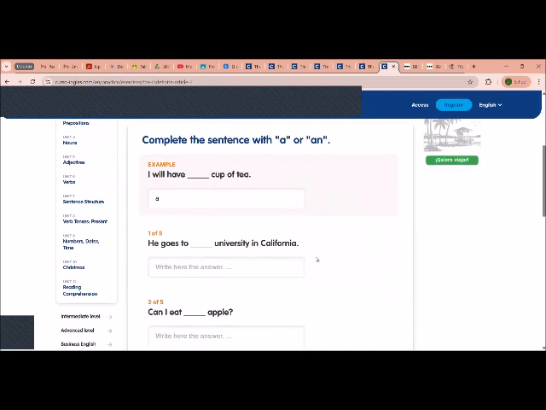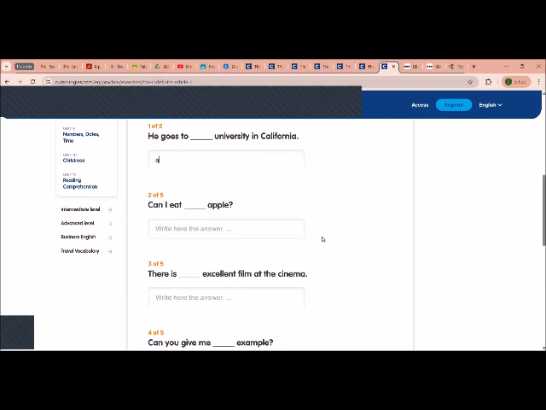Now, look at the words, look at the sounds, or practice the sounds, and choose the right one for each situation. Ugo, number 1. He goes to a university in California. Right? University. Again, he goes to a university in California. Good. Number 2, let's go with Jimena. Can I eat an apple? Yes, you can. All right.